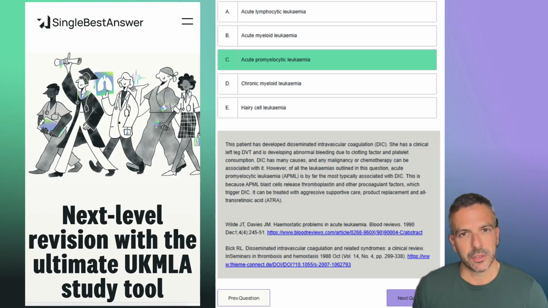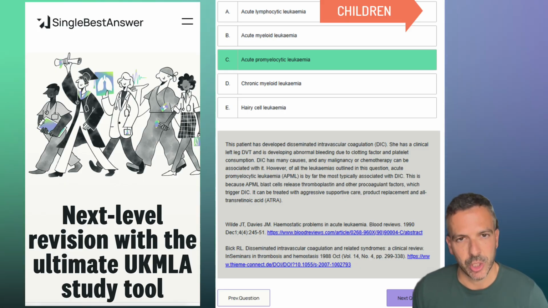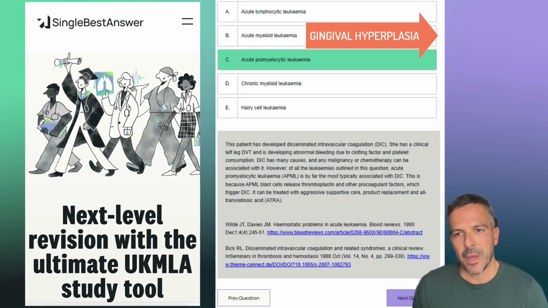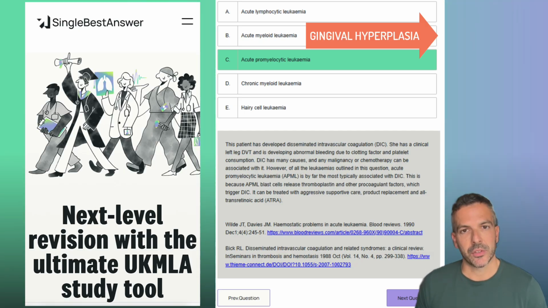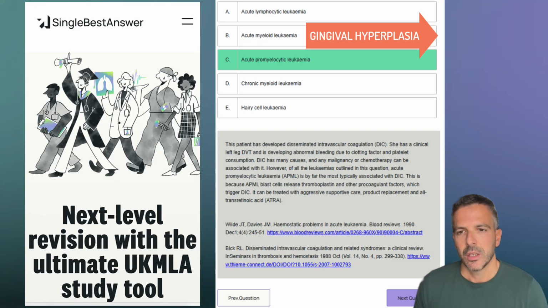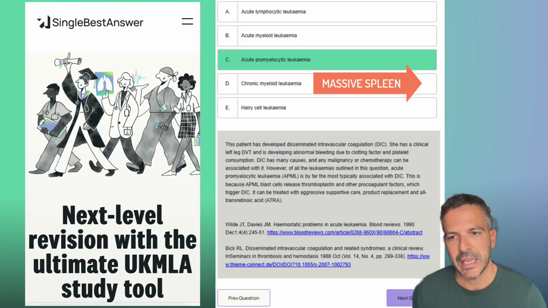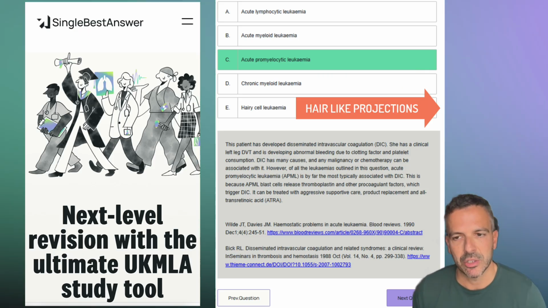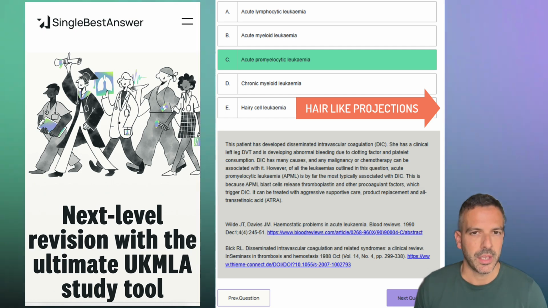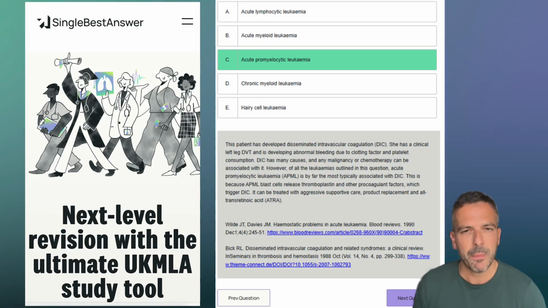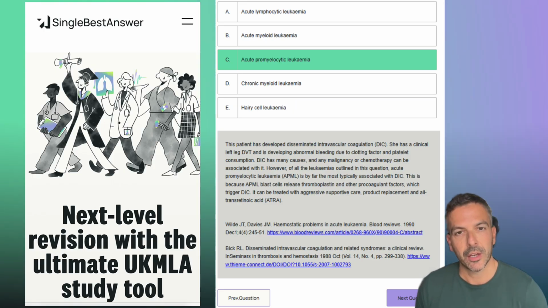Now, going back to the different options, ALL, which is option A, is typically seen in children. AML, which is B, typically has gingival hyperplasia. Option D, which is CML, is normally associated with massive splenomegaly. And option E, hairy cell leukemia: the cells under the microscope on the blood film have projections which look like hair, and that's why it gets the name hairy cell leukemia. So remembering these little characteristics would be very helpful come the day of the exam.